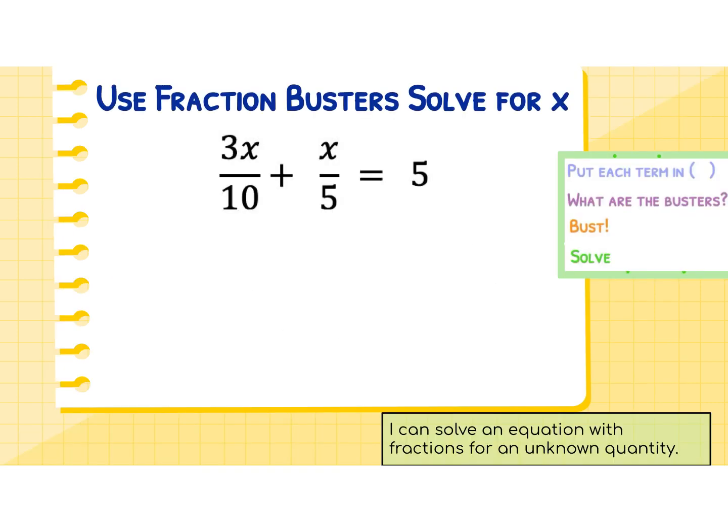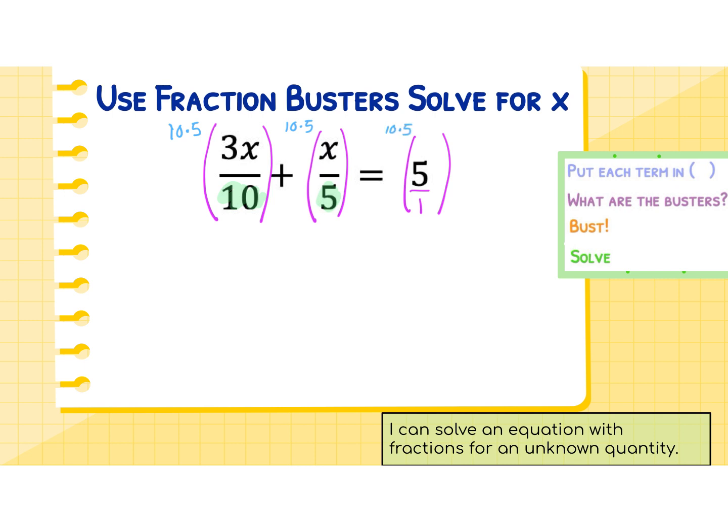Okay, so moving on, this one is a little bit more complicated. So the first thing that we're going to do is we're going to put our parentheses around every single term. We have 3 of them. And immediately we want to go ahead and we want to put our 5 over the 1. All right. Then we ask ourselves, what are the busters? The busters are each of the unique denominators. Well, 5 and 10 are those nice unique denominators. So we're going to put them up at the top. So 10 times 5 and 10 times 5 and then 10 times 5.